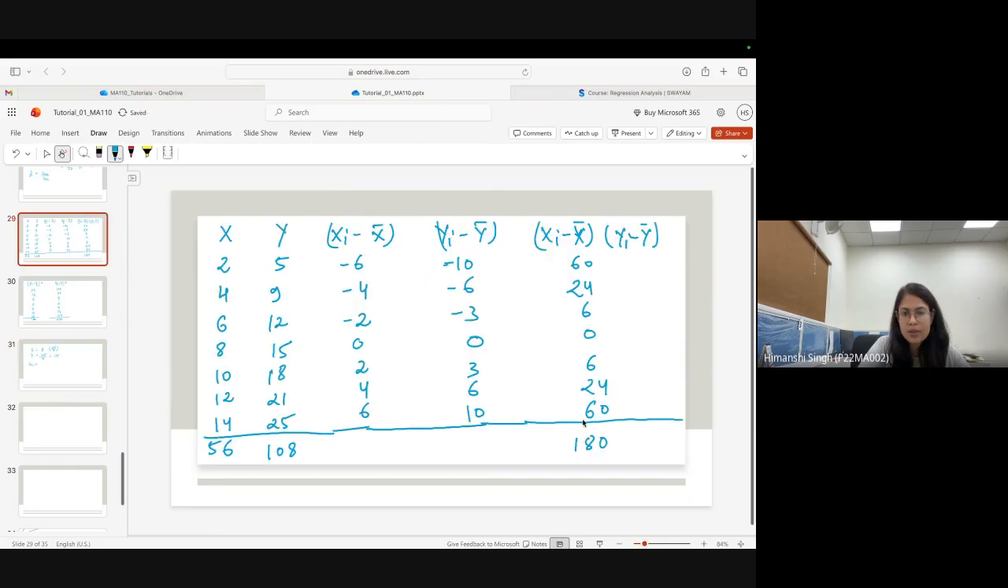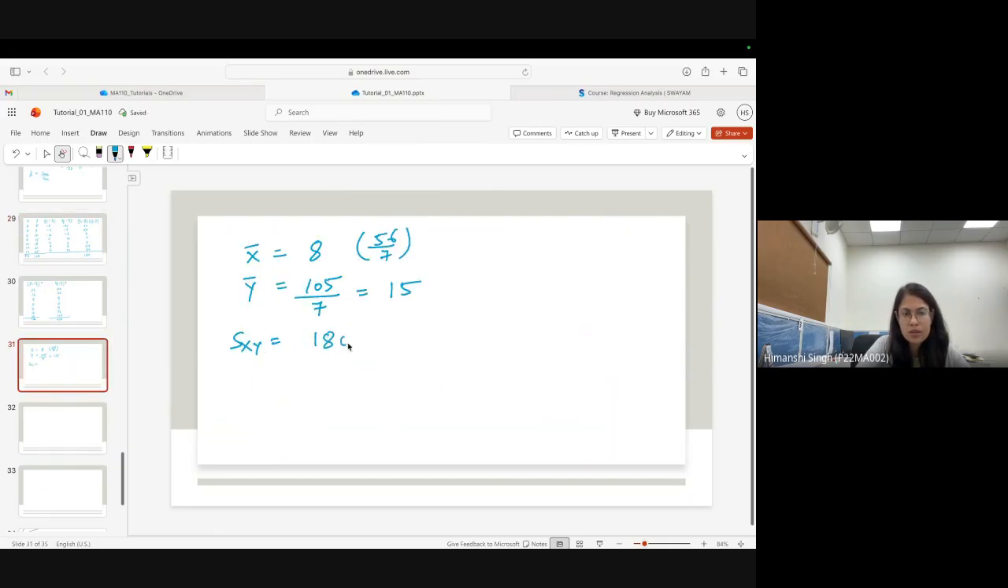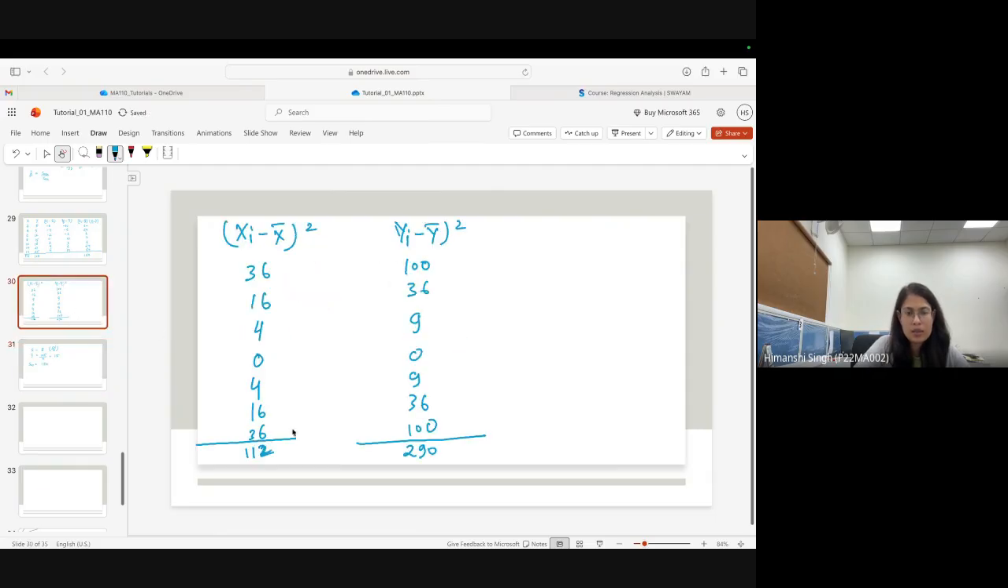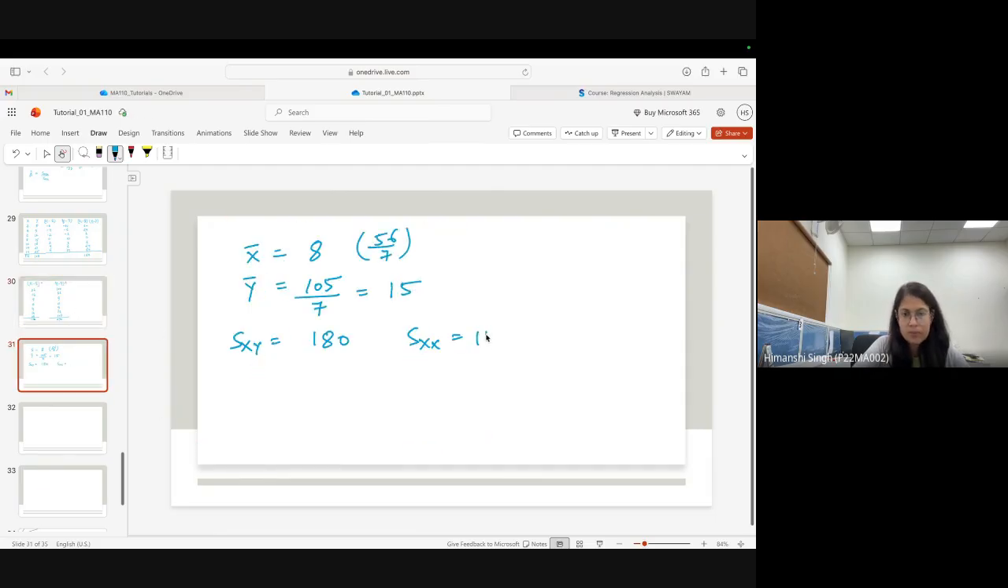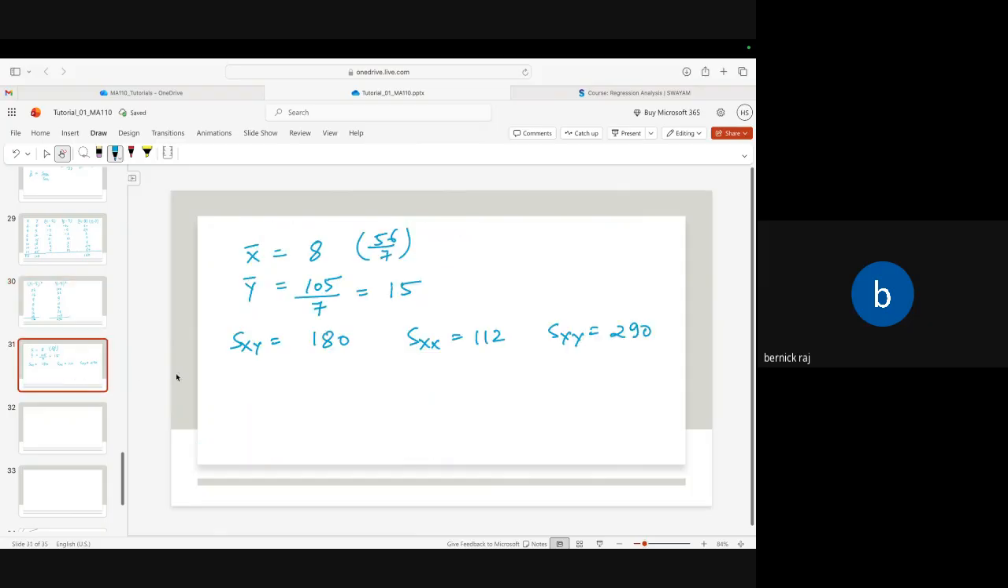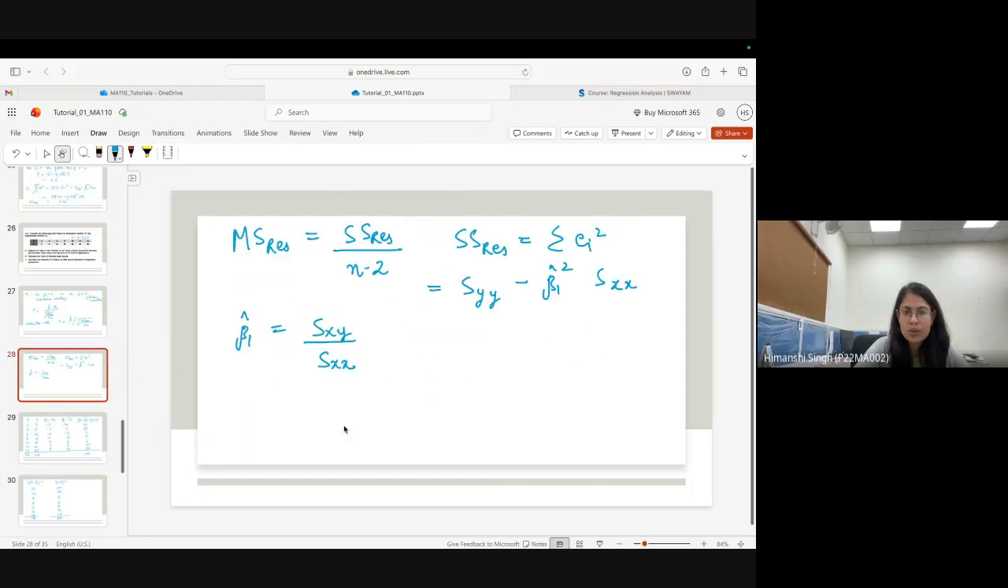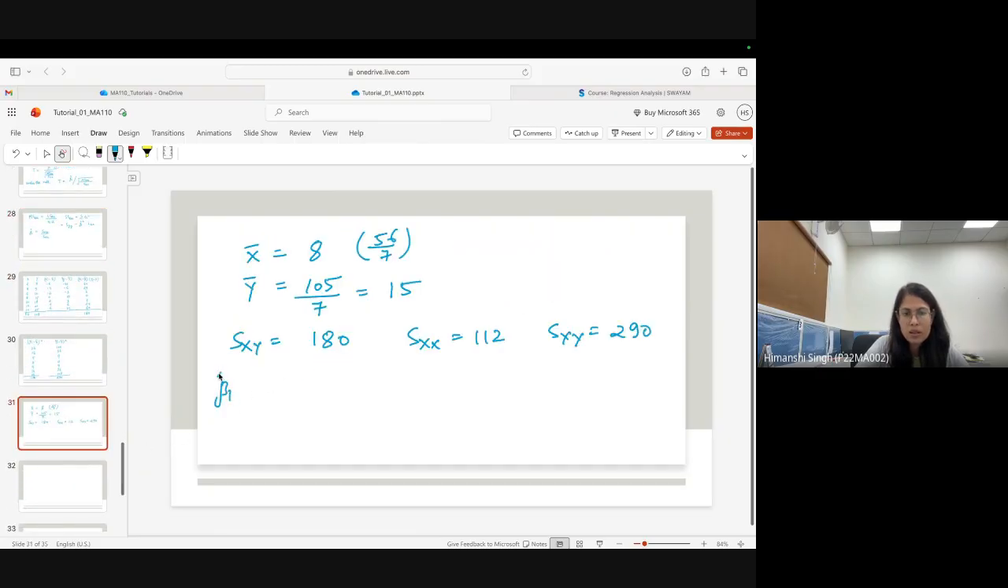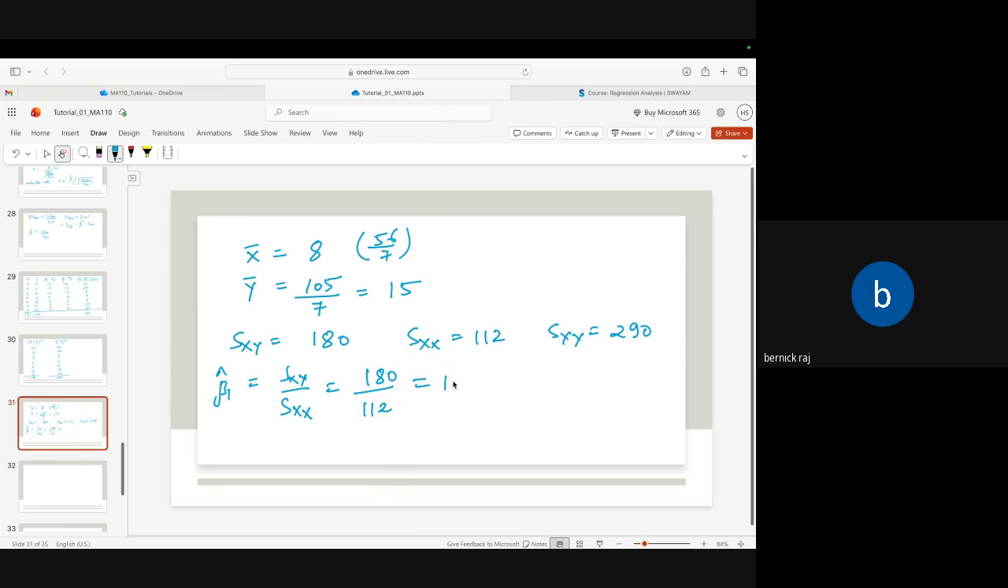So we have SXY to be 180, SXX to be 112, and SYY to be 290. First of all, let us calculate beta 1 hat. Beta 1 hat is SXY divided by SXX, so that is 180 divided by 112, which is 1.61.